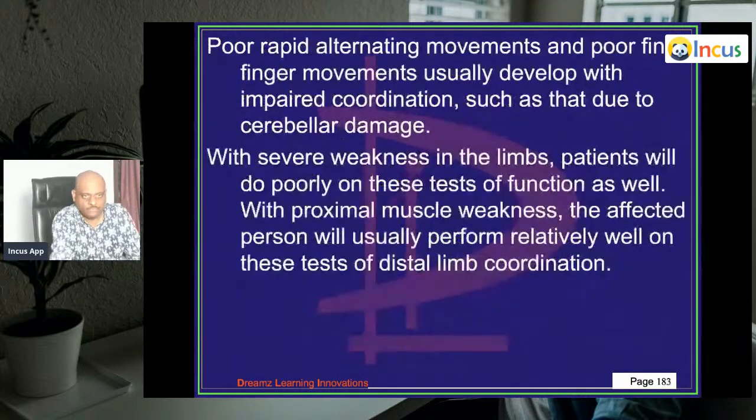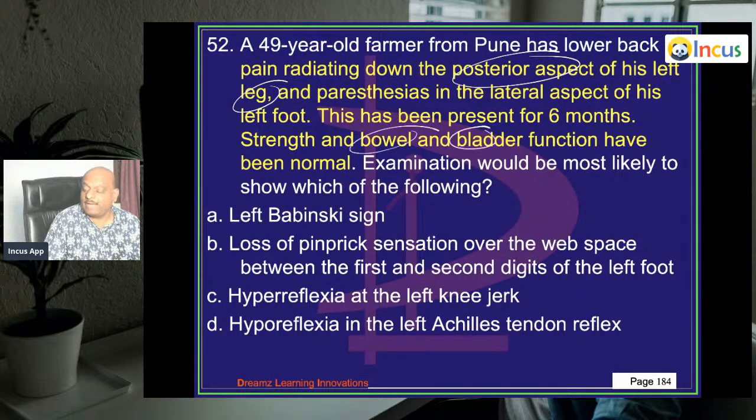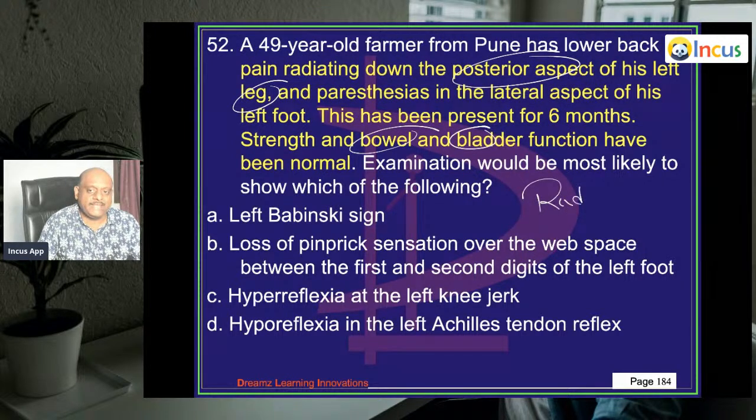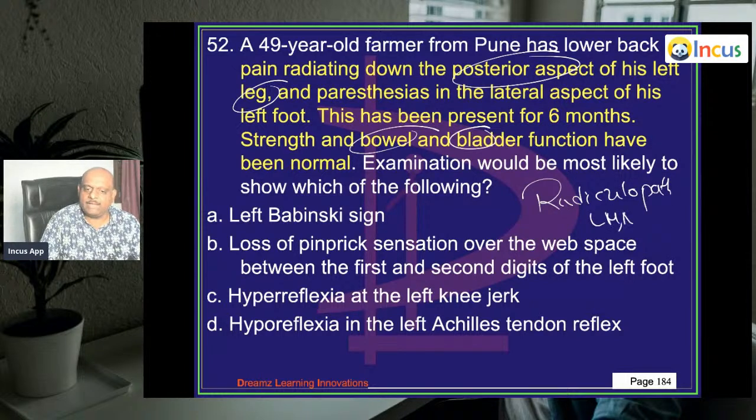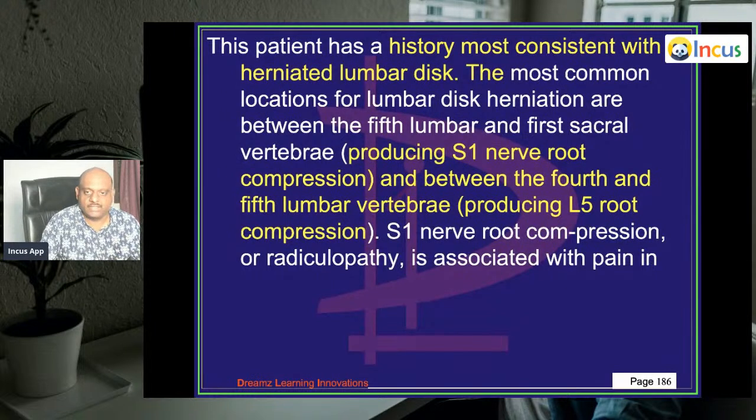So doctor, a 49-year-old, pain radiating to posterior aspect of his left leg. Strength of bowel and bladder is normal. That means it is a case of radiculopathy. Radiculopathy is LMN, there is hyporeflexia. So it is Achilles tendon reflex, S1 nerve root compression, is what you need to remember.